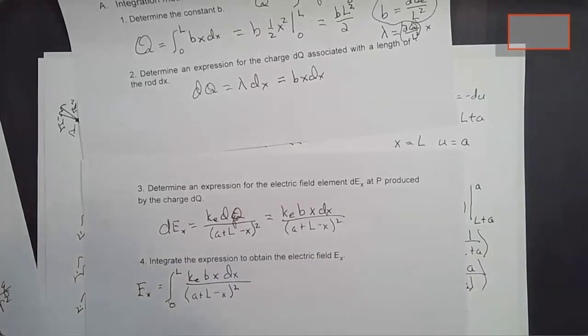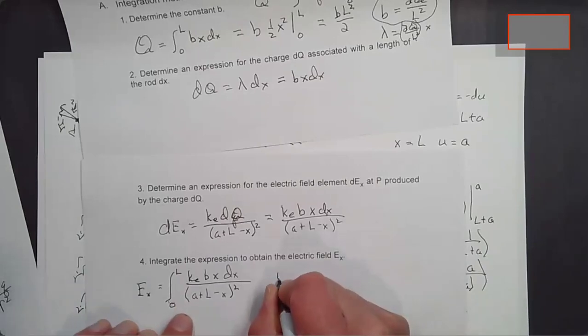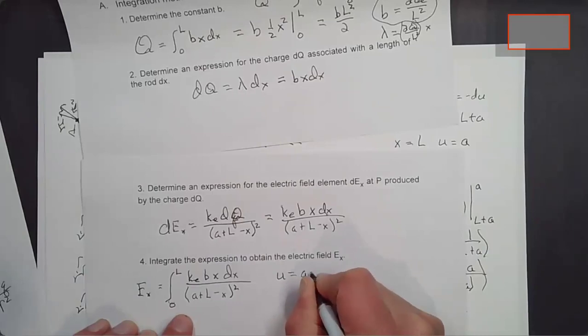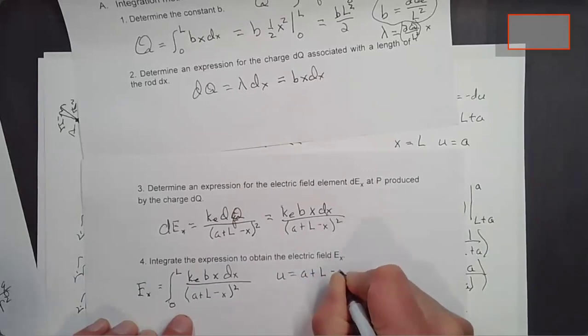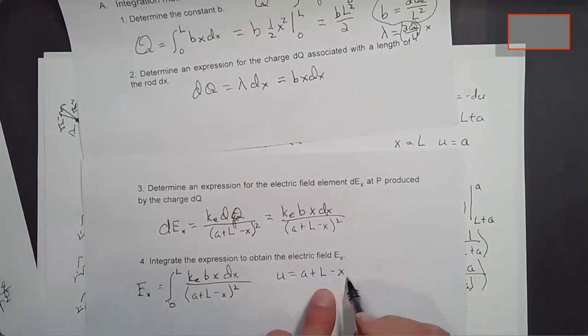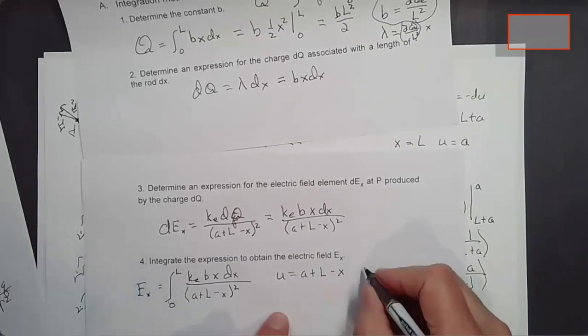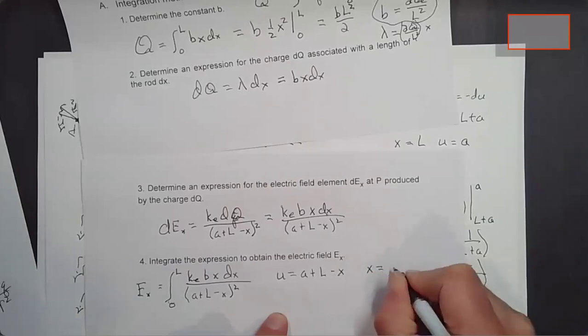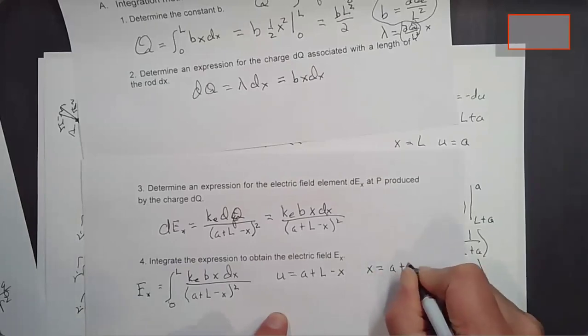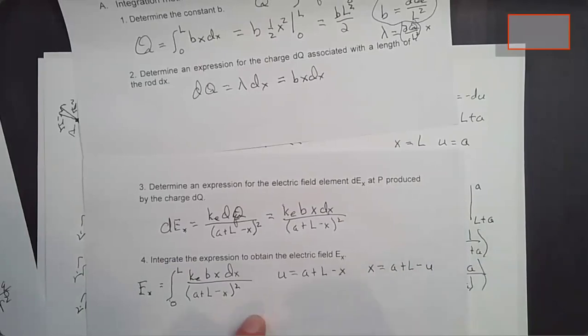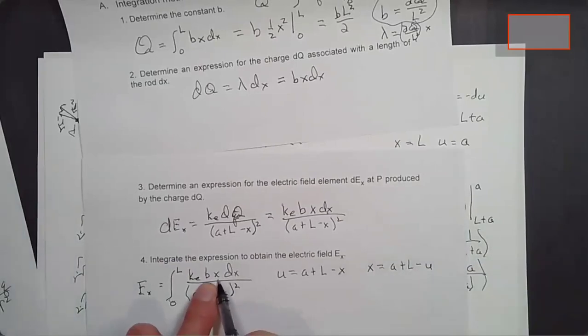Okay, this is kind of messy, although you could probably look up this integral someplace. Let's see what happens if we do another u substitution on this thing. So let's let u equal a plus L minus x. If we do that, one thing I'll get is that x is going to be equal to a plus L minus u, because I've got an x sitting there like that.